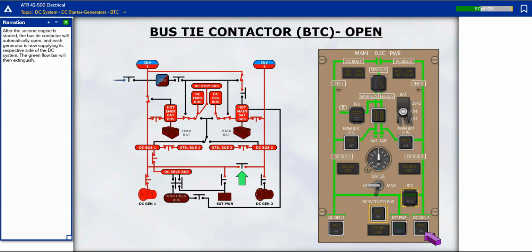After the second engine is started, the bus tie contactor will automatically open, and each generator is now supplying its respective side of the DC system. The green flow bar will then extinguish.